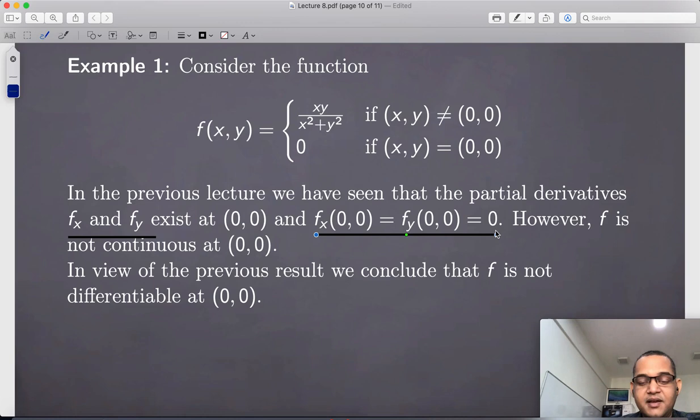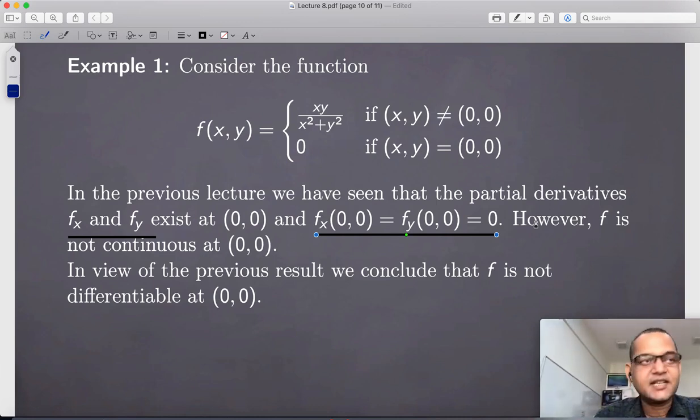Okay, but at the same time we also checked that this function is not continuous. Okay, we had checked this. Now if something is not continuous, it cannot be differentiable, because we just had a small result. So you don't need to check differentiability here, you don't have to go to the definition, because you just verified that this function is not even continuous. So you can straight away conclude that this function cannot be differentiable at the origin.